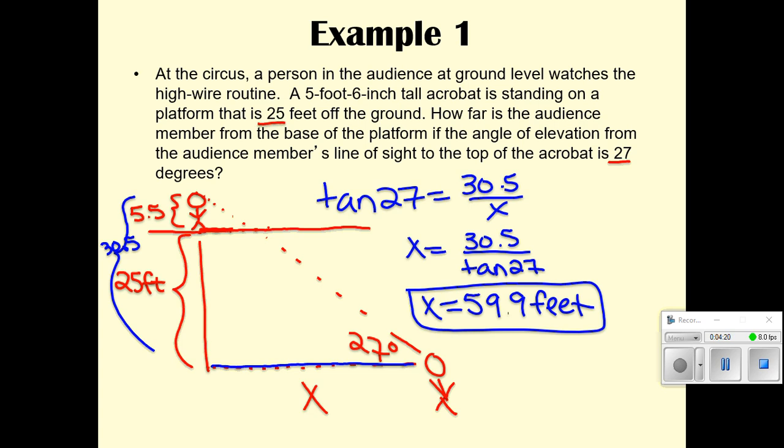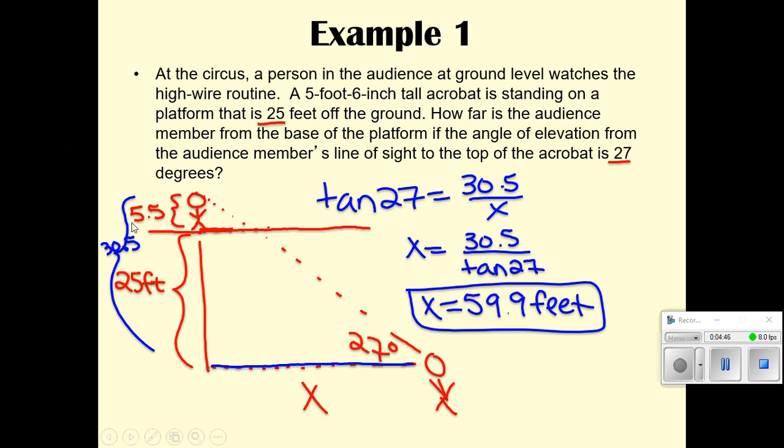A 5'6" tall acrobat is standing on a platform that is 25 feet off the ground. How far is the audience member from the base of the platform if the angle of elevation from the audience member's line of sight to the top of the acrobat is 27 degrees?